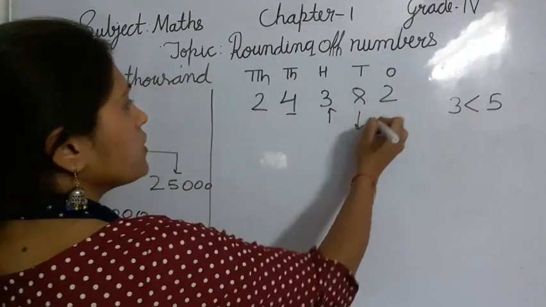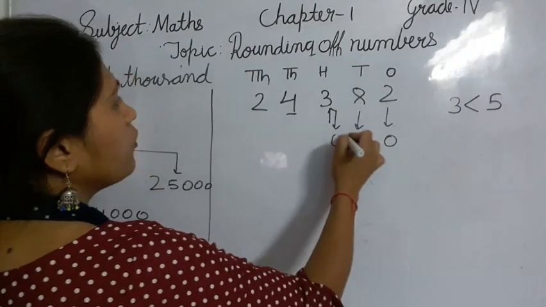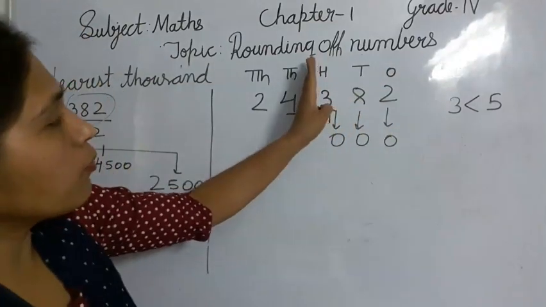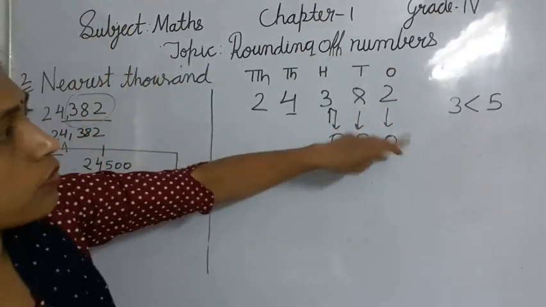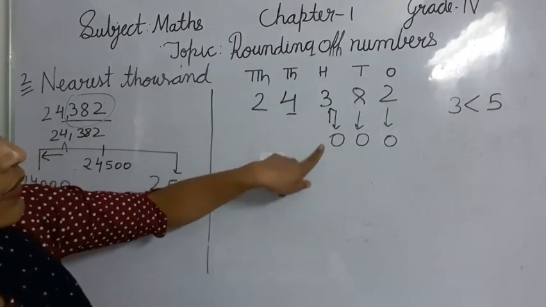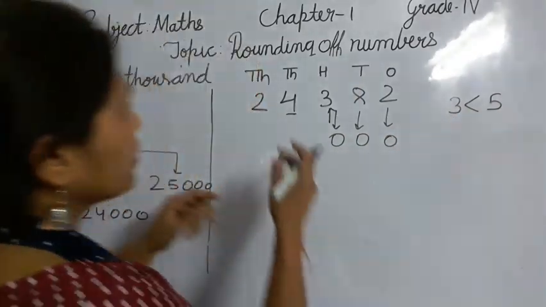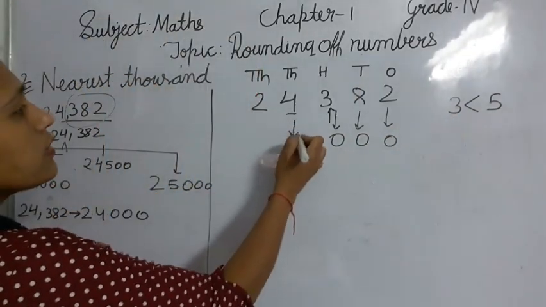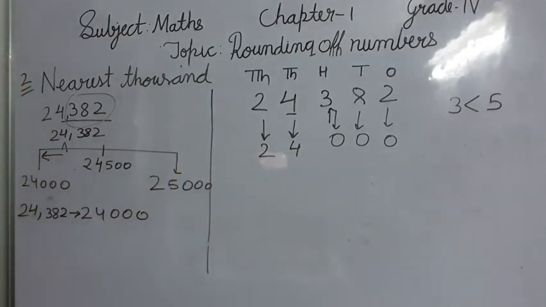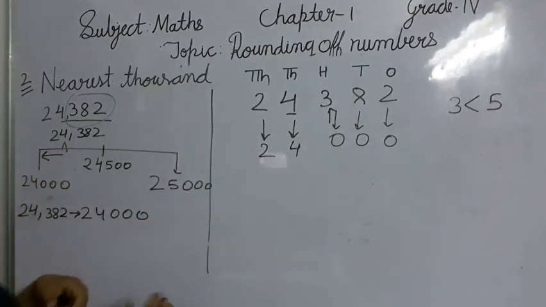First step, we always have to replace these 3 digits with 0 because we are doing nearest to the 1000. So before 1000 you have to make all the places 0. 0, 0, 0 till 100, and we'll compare the 100 place digit. Is it 3? So 3 is less than 5. So the rest digits will be the same. Yes. So the round off is 24,000. Yes. So now let's take another example.